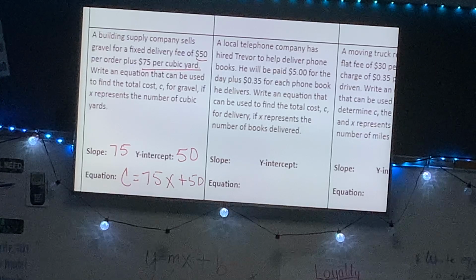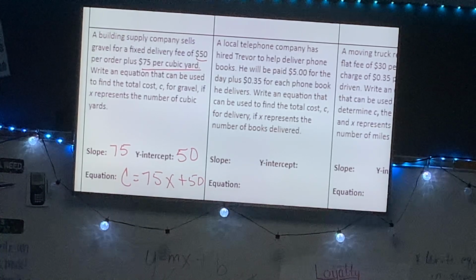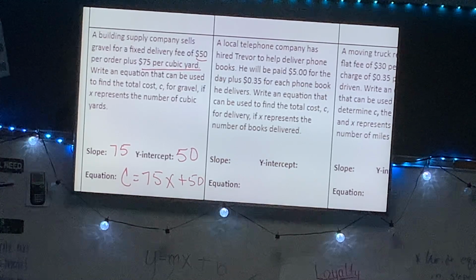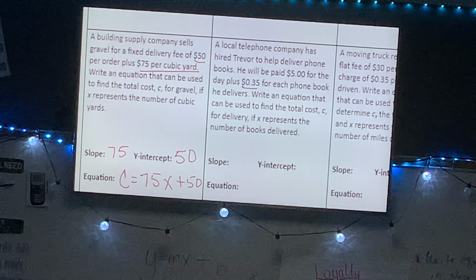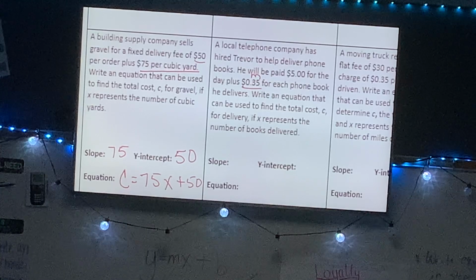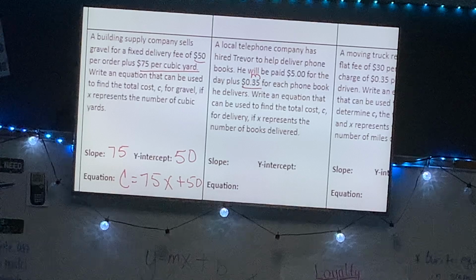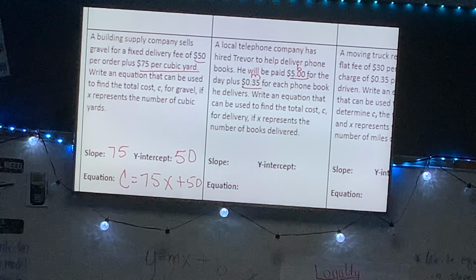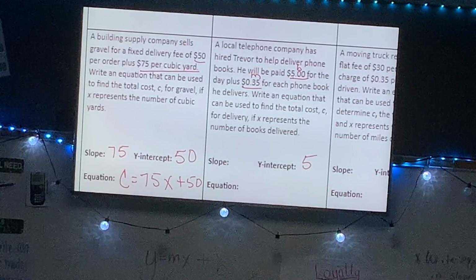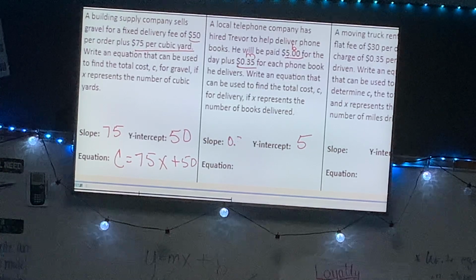A local telephone company hired Trevor to deliver phone books. He will get paid $5 for the day plus 35 cents for each phone book he delivers. So what would my slope be? 0.35. Oh, good job. I kind of tricked you the way I asked that. I didn't ask for my y-intercept first, did I? Good. So what is my y-intercept? 5. So just showing up on the job, he's going to make $5. For every phone book he delivers, he's going to make 35 cents.